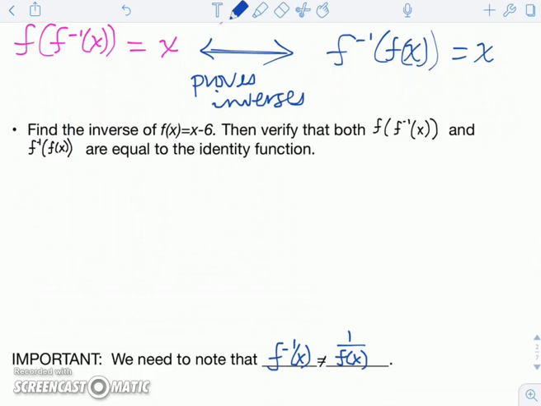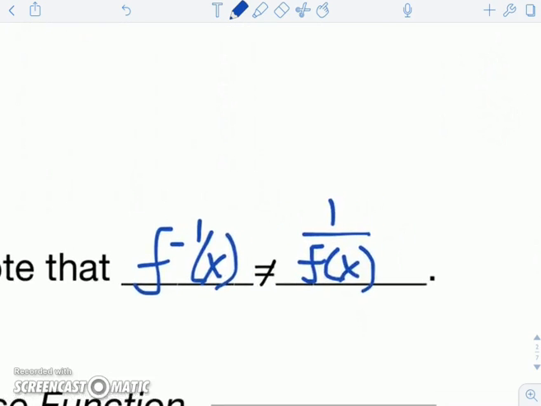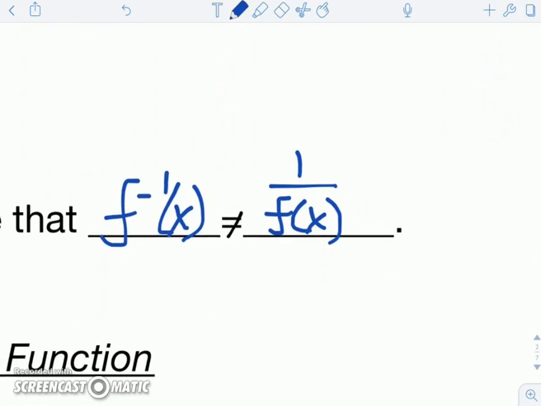If you look down here, it says important. We need to know that f inverse is not equal to 1 over f of x. So if you have normally something like 2 to the negative third power, it's really 1 over 2 to the third. That's our negative exponent rule. This, though, is not a negative exponent. It's a notation. It's saying this is an inverse. So f inverse, that's what I'm talking about here, as opposed to 1 over the function f of x. They're not equal to each other.